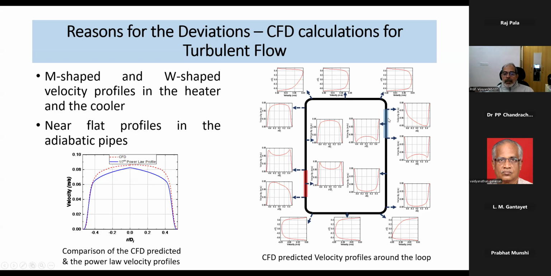And in the elbow, again, it gets disturbed. And here, again, the W-shaped profile. And again, it becomes a flat profile towards the end. And the story continues, with these disturbances again. So again, there is no fully developed profile anywhere throughout the loop. However, the advantage of turbulent flow is that the developing length requirement is much less. That's why it gives you much better agreement in the velocity profile.